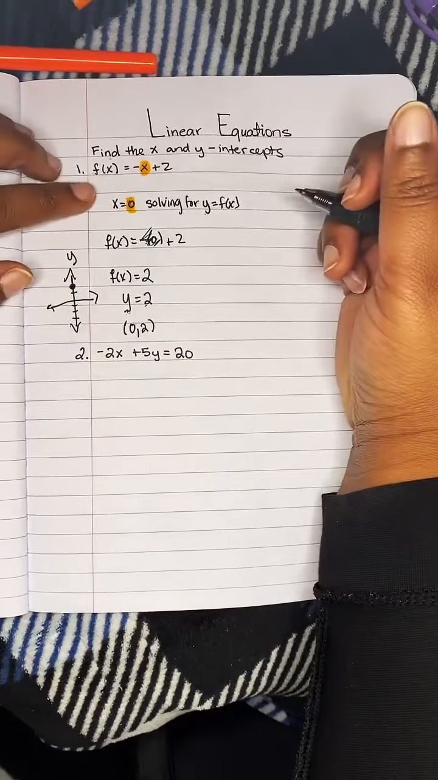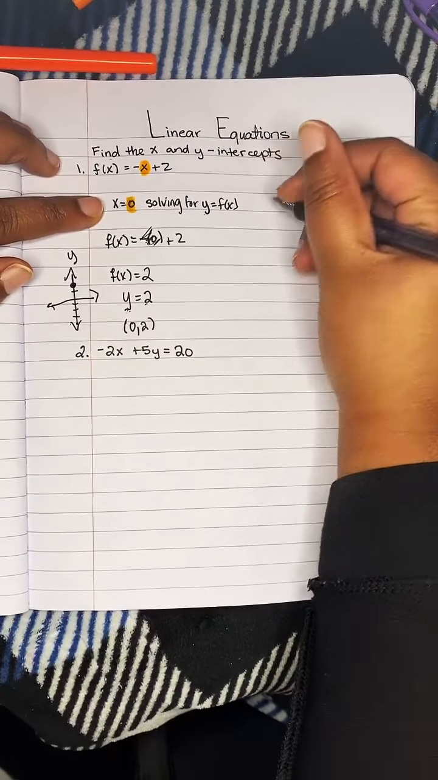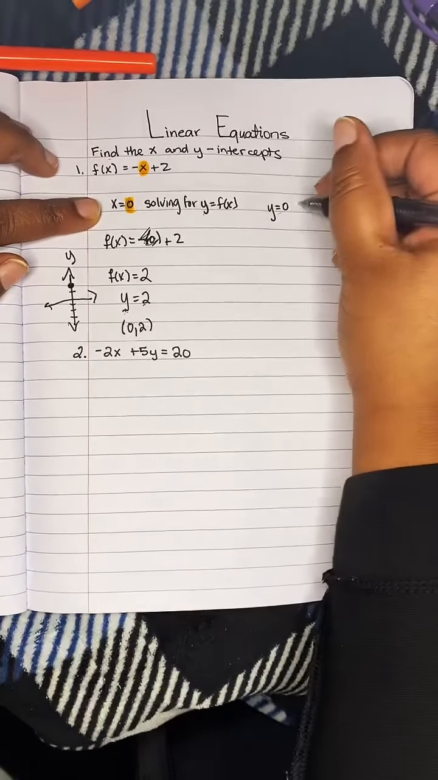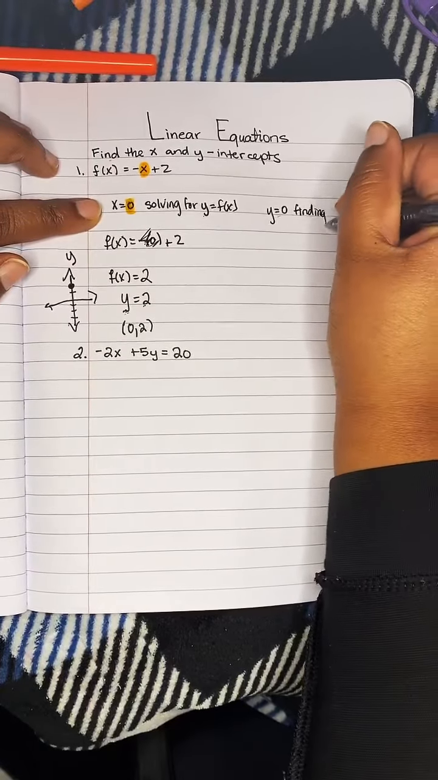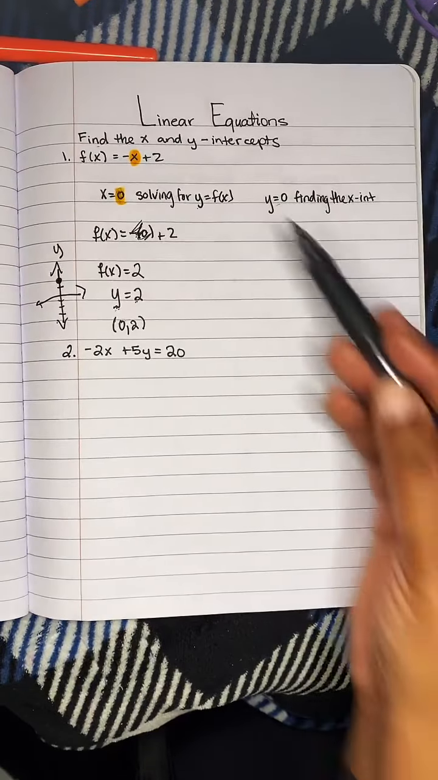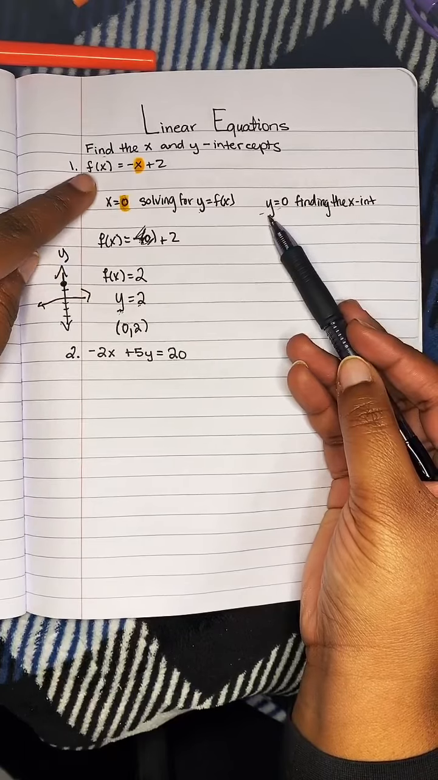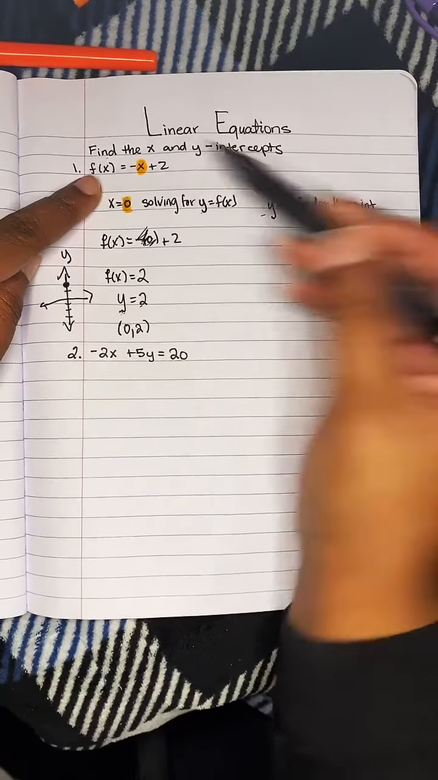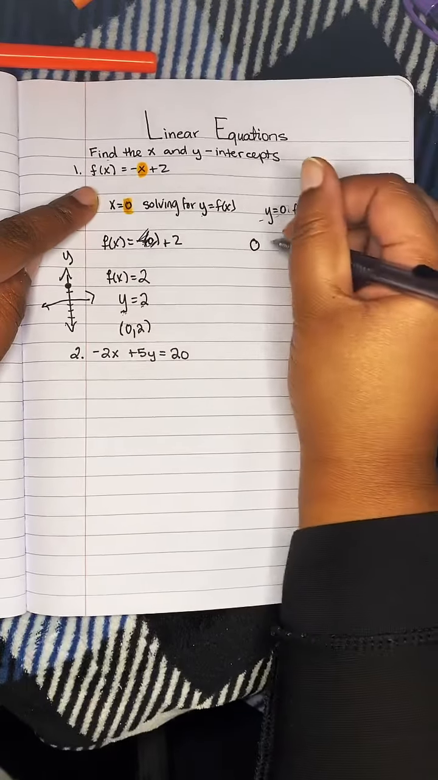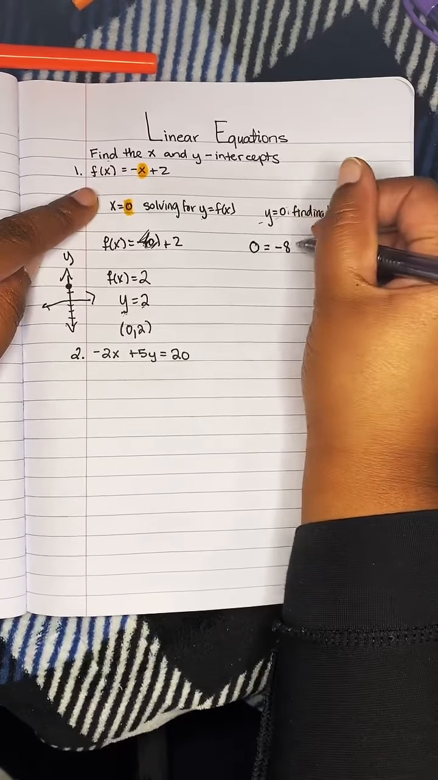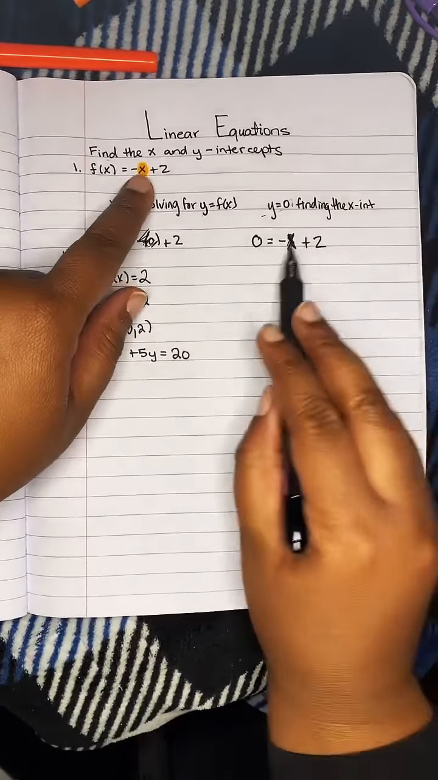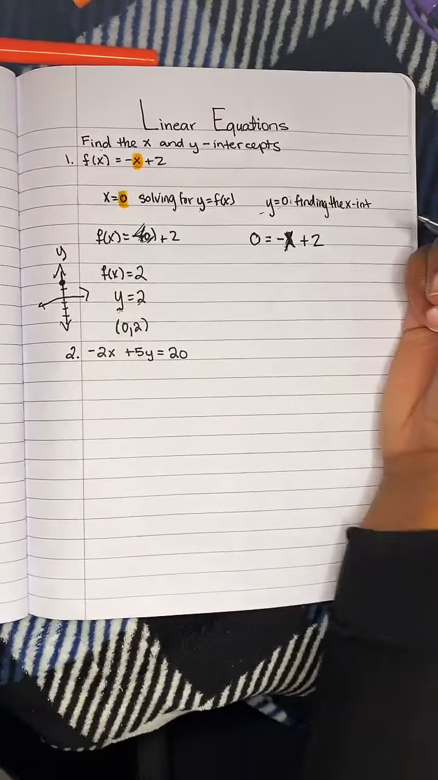Okay? Let's talk about when we make the y equal to 0. If we make y equals 0, remember, we're finding the x-intercept. So remember, in function notation, what that's telling us is we're plugging 0 in for this whole f of x. So I'm going to replace f of x with 0 equals negative x plus 2, because this stays the same as negative x.